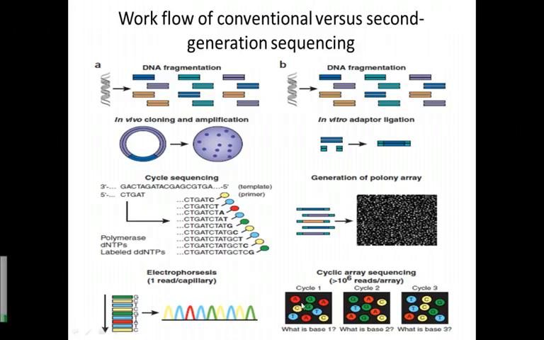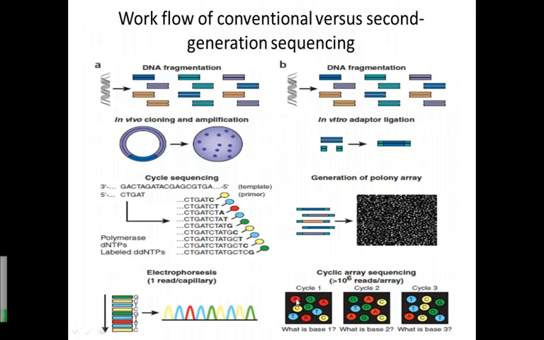For example, there are 1, 2, 3, 4, 5, 6, 7, 8, 9 locations of the DNA fragments in this region. So it is multiple or parallel sequencing of all these DNA fragments at the same time, which is different from capillary electrophoresis, where they only have one read per capillary, in contrast to more than 10 to the power of 6 reads per array that can be done. So you can see that there's a higher throughput for next generation sequencing.